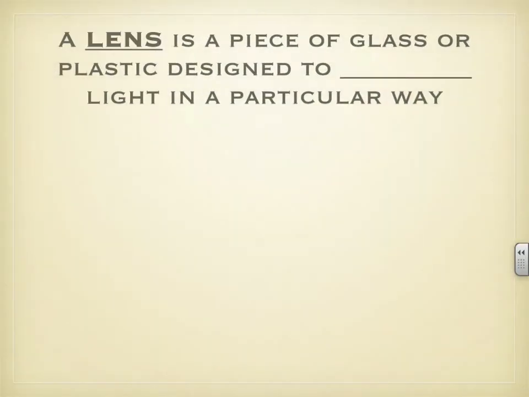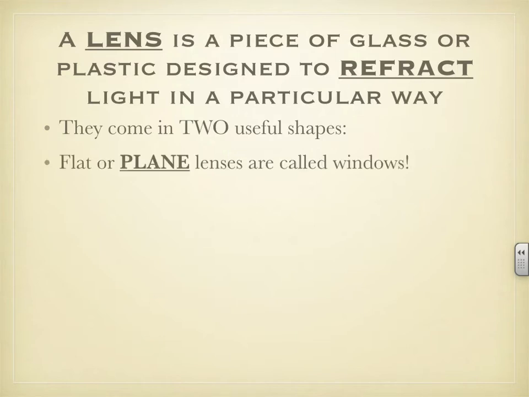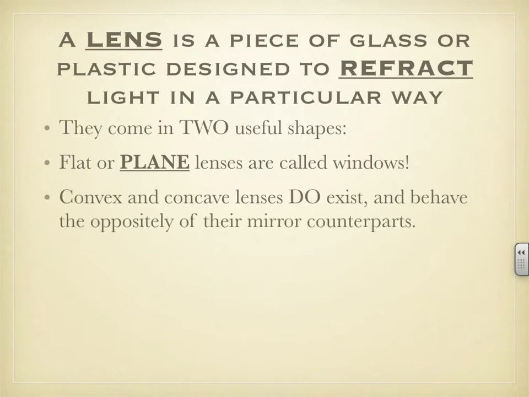Now we're going to switch to lenses. And lenses are very similar to mirrors, except instead of reflecting, these are going to refract. Very good. So these are going to refract light in a particular way, and we only have 2 shapes of these. We had 3 shapes of mirrors, but we only have 2 shapes of lenses because a flat lens we call a window. So that's not exciting.